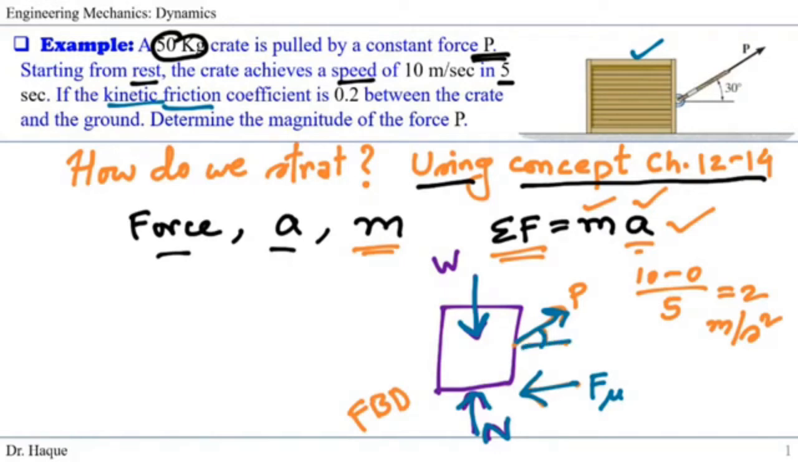Is there any other force that we need to consider? On my left side, summation of force.